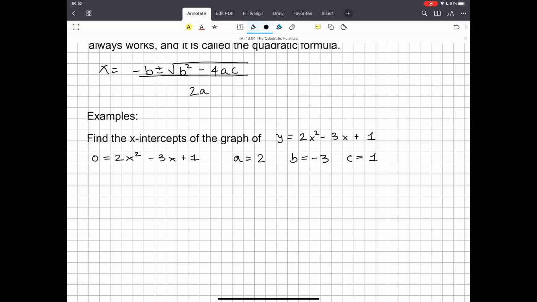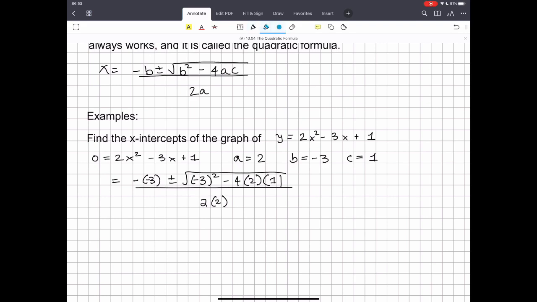Now that we have those, we can substitute our values into the formula. And this is where you've got to be careful. So we're going to have x equals the opposite of b, so we want the opposite of -3, plus or minus b squared, so that's -3 squared, minus 4 times a, which is 2, times c, which is 1. And that's a square root. And all of that is divided by 2 times whatever a is, and in this case, a is 2.